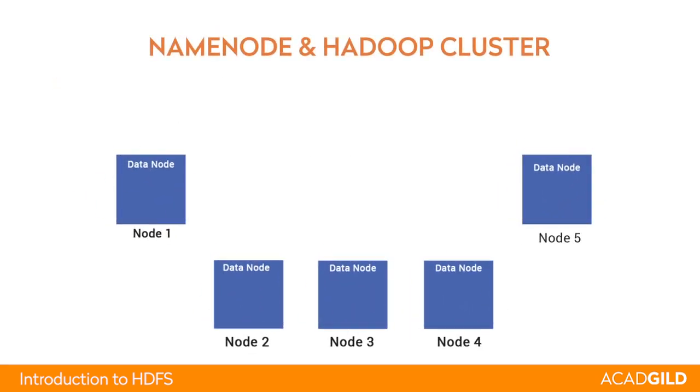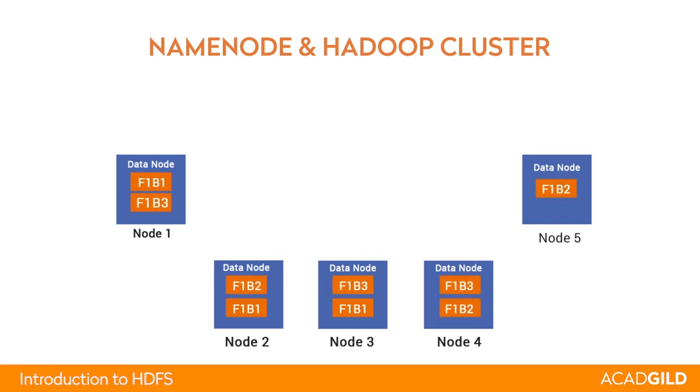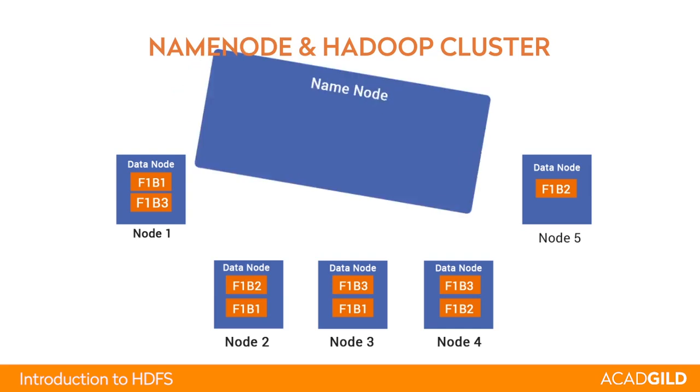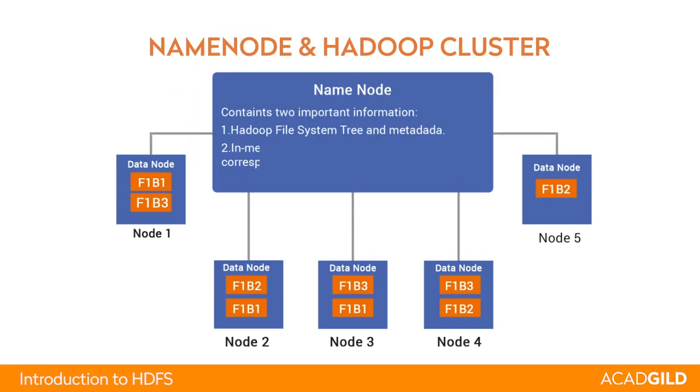So suppose there are 5 machines. One block, that is F1 B1, meaning the first block of the first file, will be stored on 3 different machines because the default replication factor is 3. Similarly, the second block of the same file, the third block, and all the other blocks of the file will be stored on multiple machines. And there is a service called the name node, which keeps track of the heartbeats and keeps track of the block mapping of every data node.